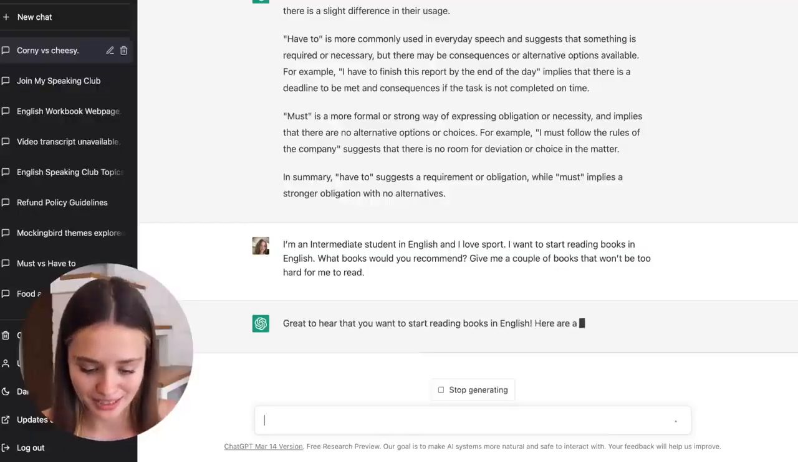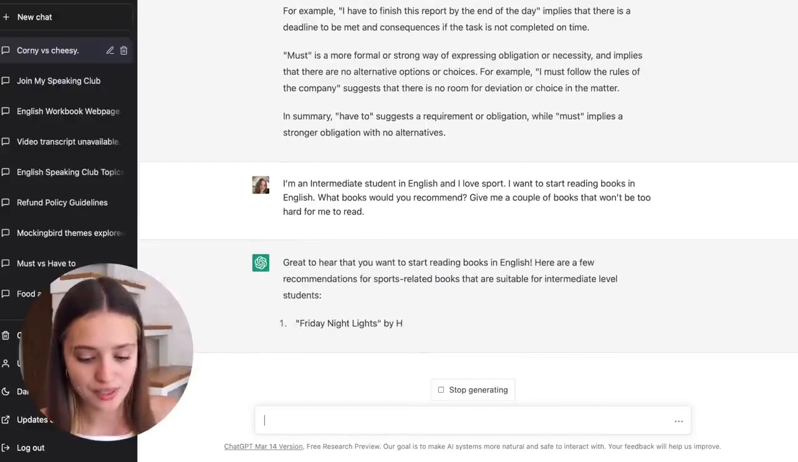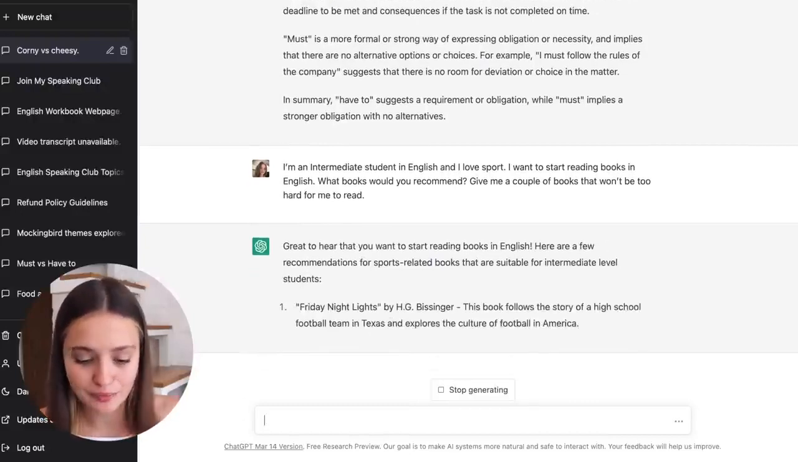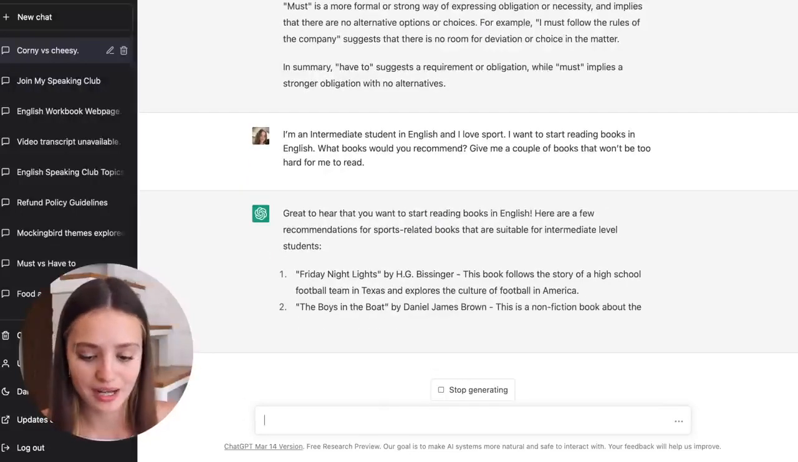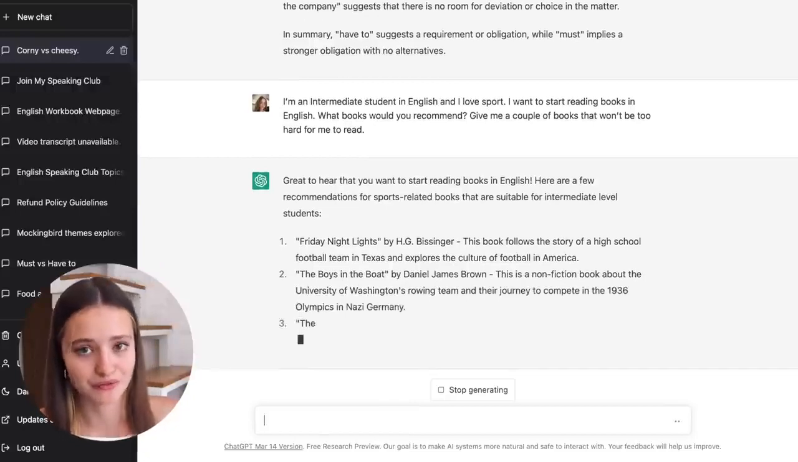For example, you've read a book and you feel like you're not sure if you remember everything about the story, so you can ask ChatGPT. You can say, please, can you quiz me on this book because I don't remember anything. I'm an intermediate student in English and I love sport. I want to start reading books in English. What books would you recommend? Give me a couple of books that won't be too hard for me to read.